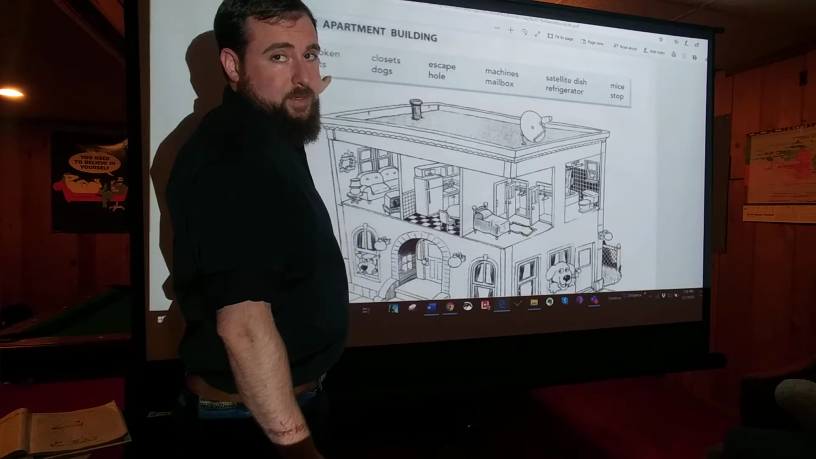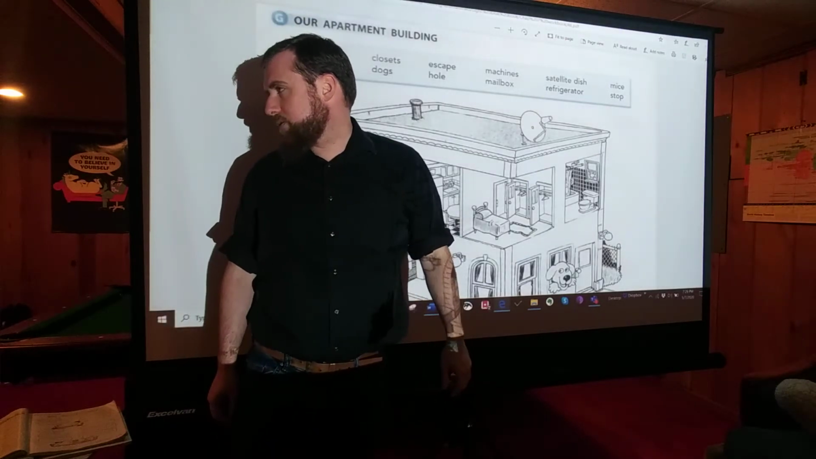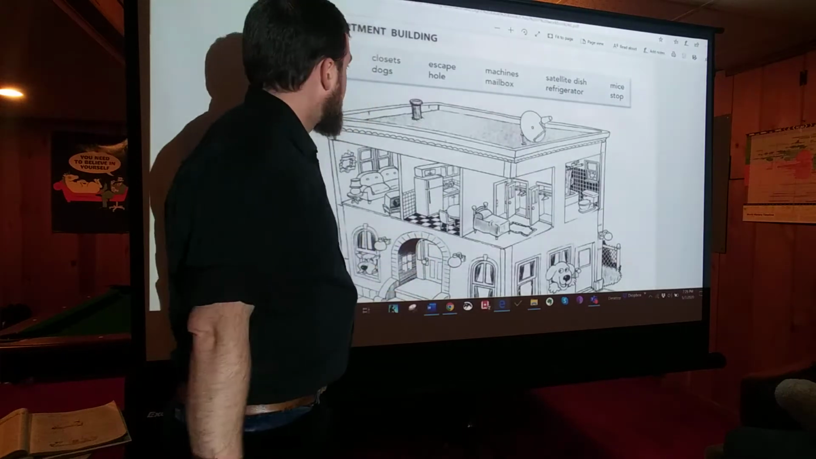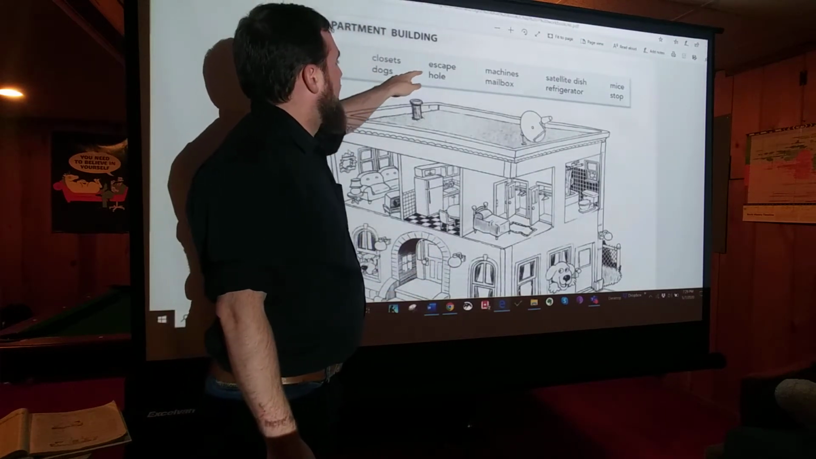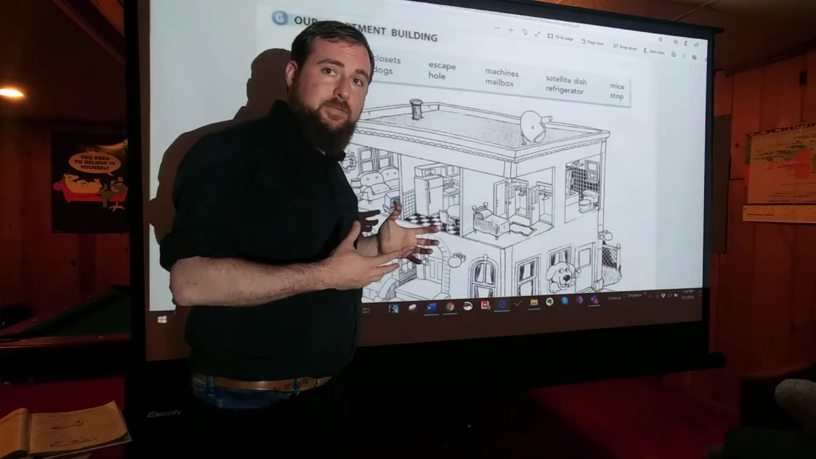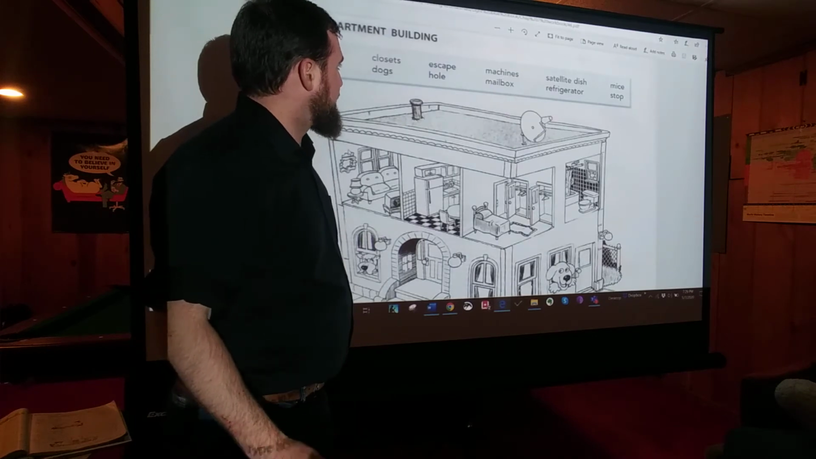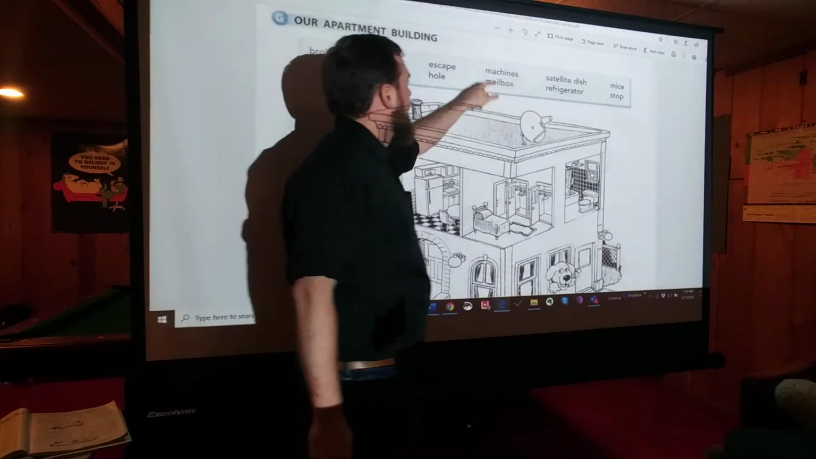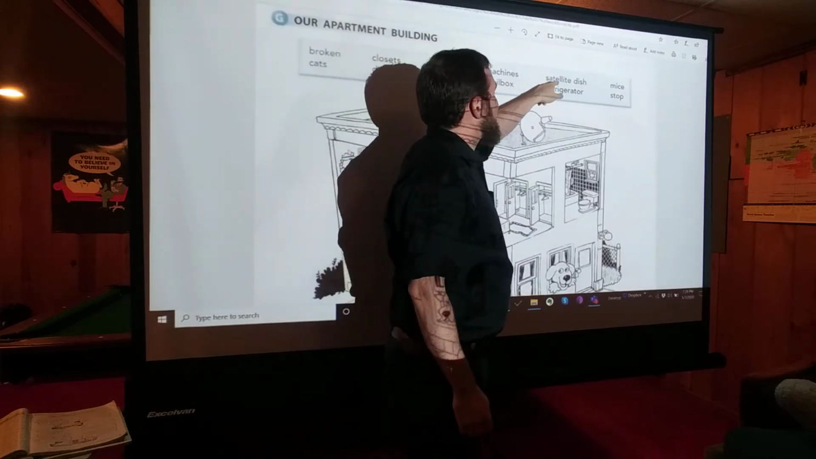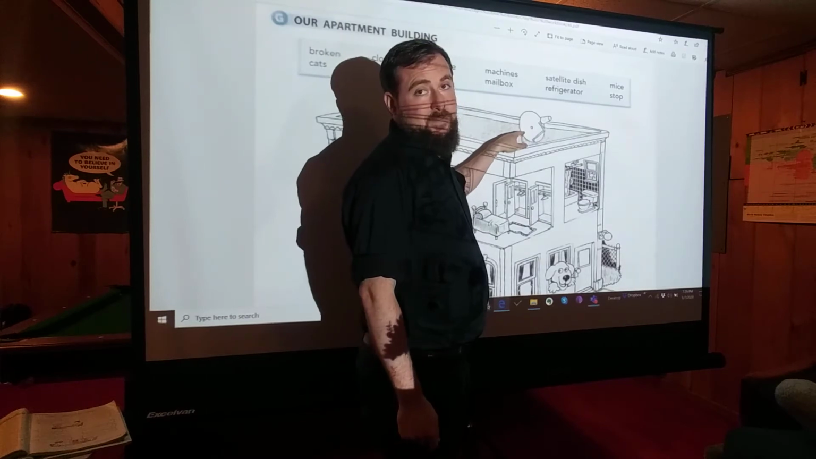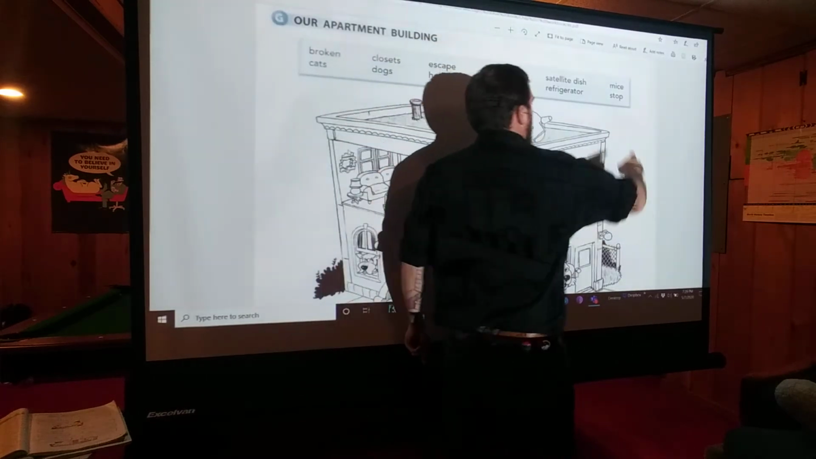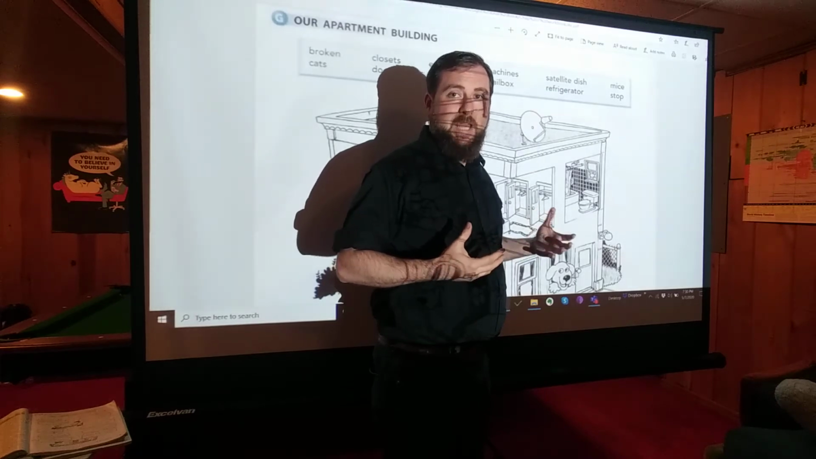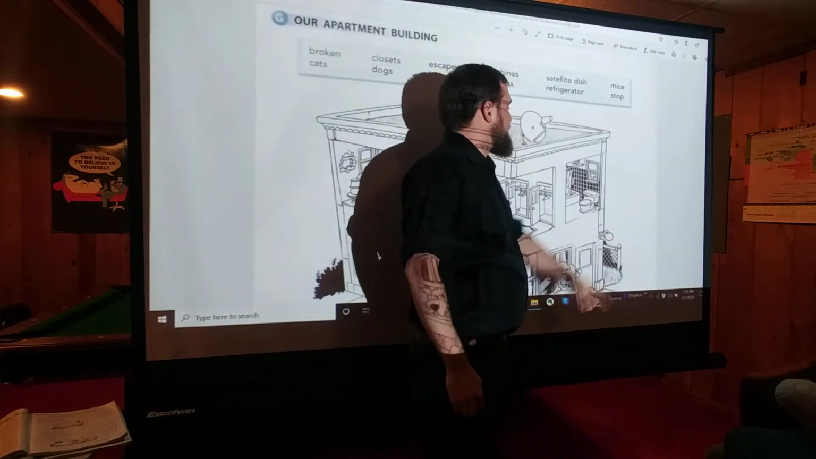So we have broken. You know what broken means, right? When you break something. Break it apart. Broke. Not working anymore. Okay? Cats, closets, dogs, escape. Escape means to leave. That's usually like the fire escape. That's something we use to escape down the side of a building if it burns. Hole, machines, mailbox, satellite dish. It's a good one. We use that to get better TV. Satellite dish. Refrigerator, mice. You know mice? That's the plural of mouse. Many mice live in the house. The little animals. Stop. Okay?